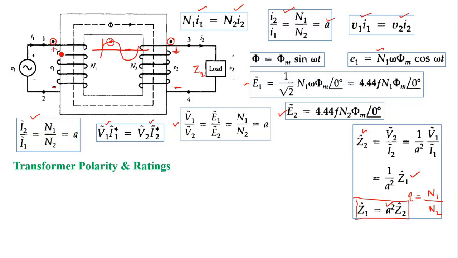And if it is negative, then this will also be negative, because every cycle it will change, right? So it will also be negative. Okay. So that is the indication of polarity.